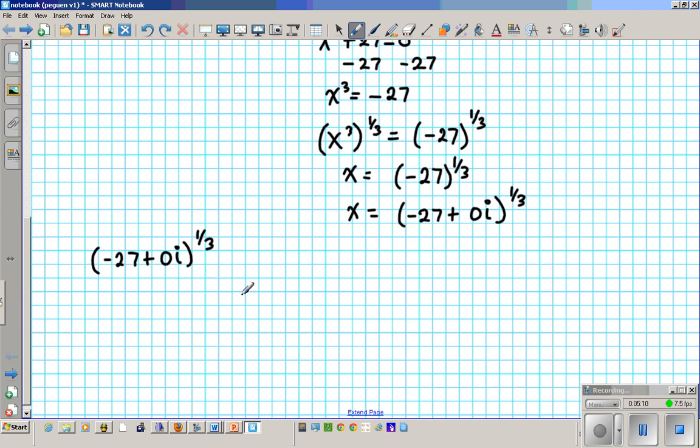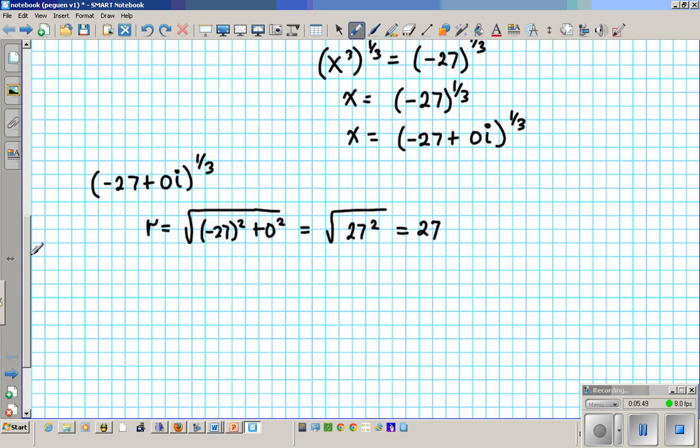I need to express this in polar form first, right, before I can find the cube roots. So in order to express this in polar form, I need r and theta. r is the square root of a squared plus b squared, which is negative 27 squared plus 0 squared. Negative 27 squared is the same thing as 27 squared, 0 goes away, and squares and square roots are inverses, so we're just going to end up with 27 as my radius, or absolute value.